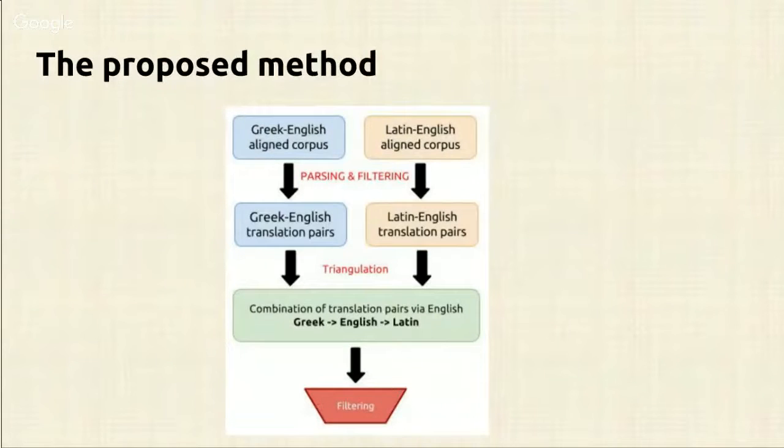Yeah. So the first step was to collect the text, then parse it to move from sentences to translation pairs, to have the Greek-English translation pairs and Latin-English translation pairs. Then combine the translations using English as a bridge between Greek and Latin. So after that, we have the Greek and Latin together. We filter the result to get results with high accuracy.